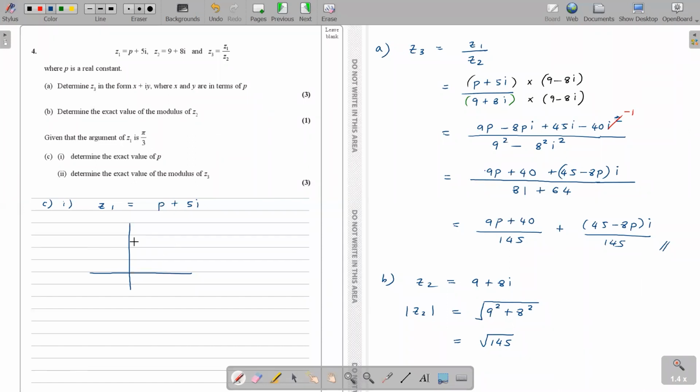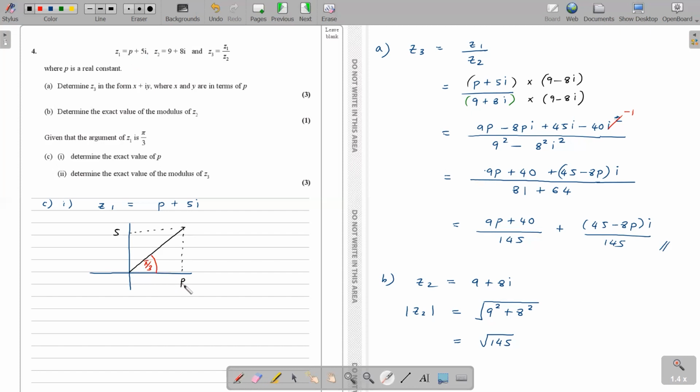Are you with me? So you realize that now here P is an unknown. We do not know whether P is a positive figure or negative, right? P is just a real constant. It could be positive, it could be negative. But they say here, since your argument is 5 over 3, that means it's the angle you make with the positive x-axis. So it should come over here, right? Are you with me? So then this one should be P. So P should be on the positive x-axis and this one P plus 5i. So the value 5 should be the value on the imaginary axis.